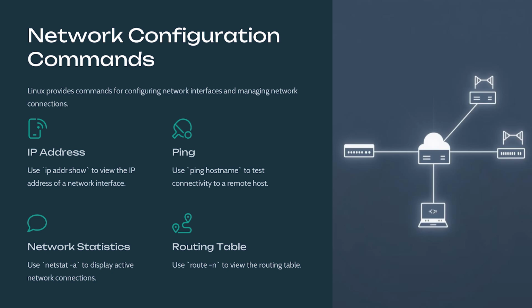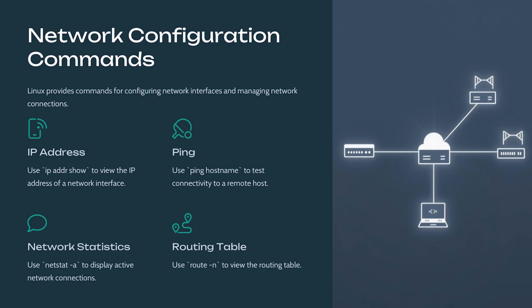Type ip addr show to display the IP address of your network interface. This is helpful if you are troubleshooting a network issue. Second, ping a host. To test connectivity with another system, use ping hostname. This command sends packets to the target, and if they are returned, you know the network connection is working. Third, view network connections.